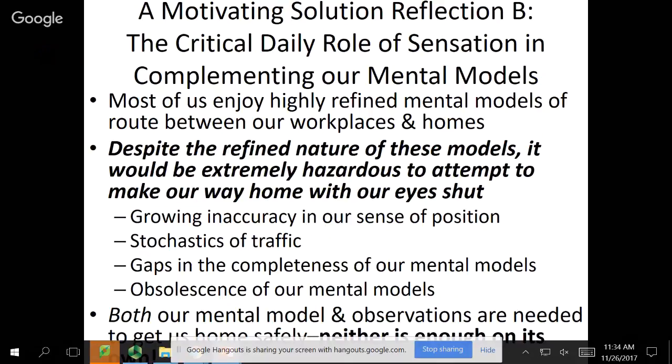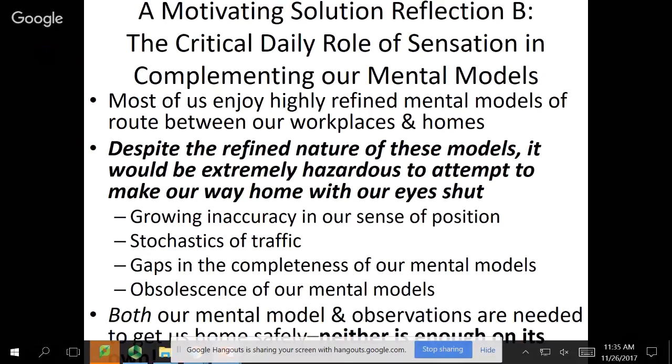You can imagine going home opening your eyes only every 15 seconds or something. It wouldn't be nearly as safe as doing it with your eyes open altogether, but you can imagine occasionally doing it. And you could get home quite well. If you could open your eyes every 15 seconds, you'd be constantly regrounded as to your position. You'd know where you are. You'd know where you need to go from that.